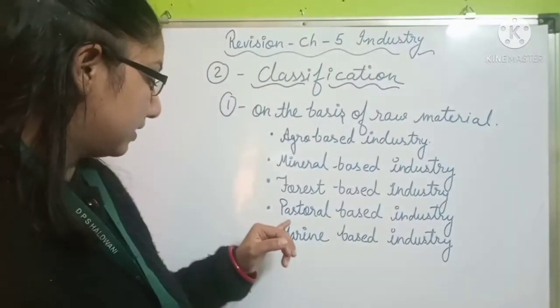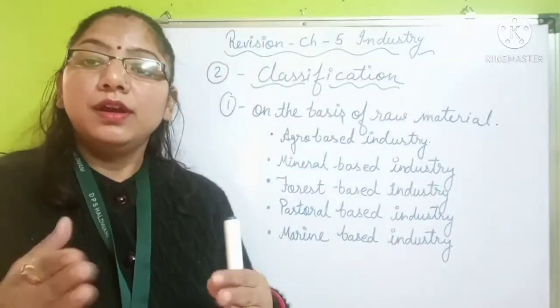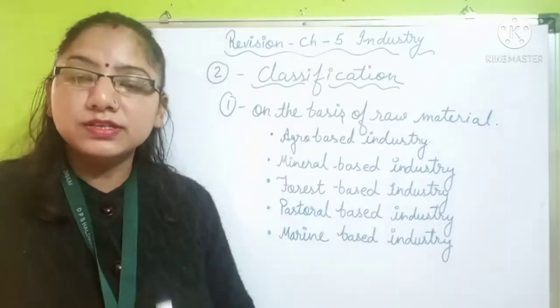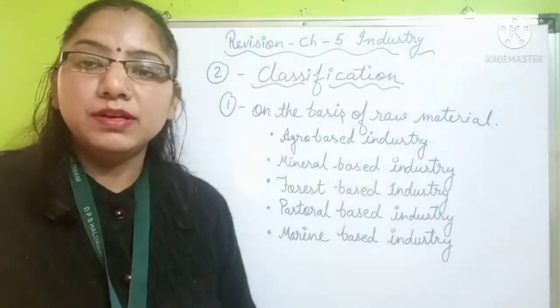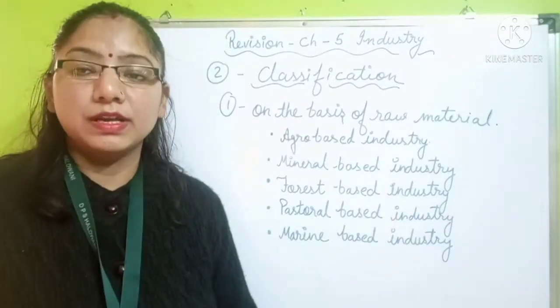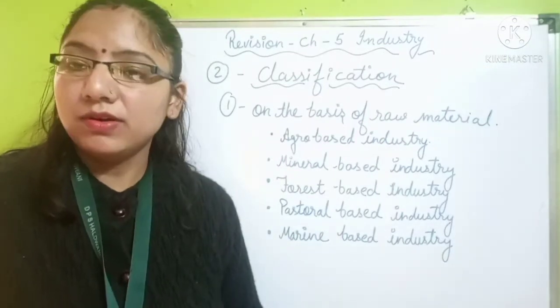Now fourth is pastoral based industry. Pastoral, in which the industry depends upon animal based raw material like milk, meat, leather, and all these types of things.